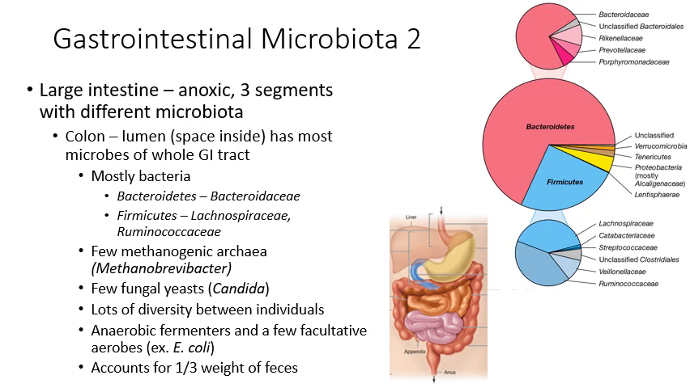You also have some archaea and some yeasts. Most of the archaea would be methanogens, especially in the genus Methanobrevibacter. For the fungi, most of them are yeasts belonging to the genus Candida. For the bacteria, that's where most of your diversity is going to be. The 2 main phyla that you have in your colon would be Bacteroidetes and the Firmicutes. Mostly the Bacteroidetes, and then a lesser amount of Firmicutes.